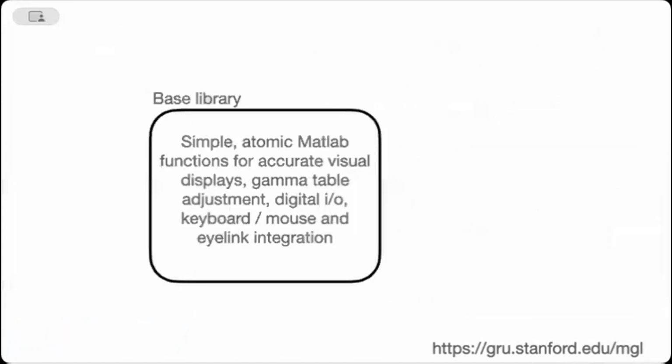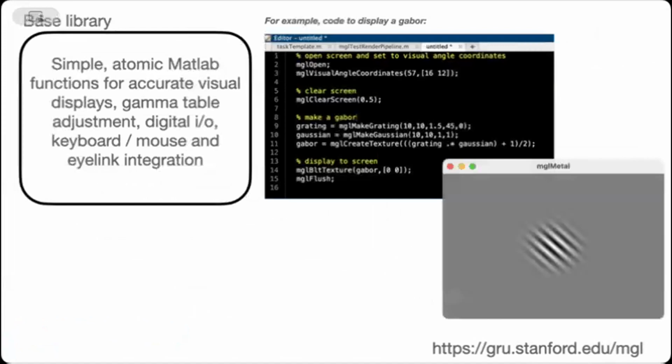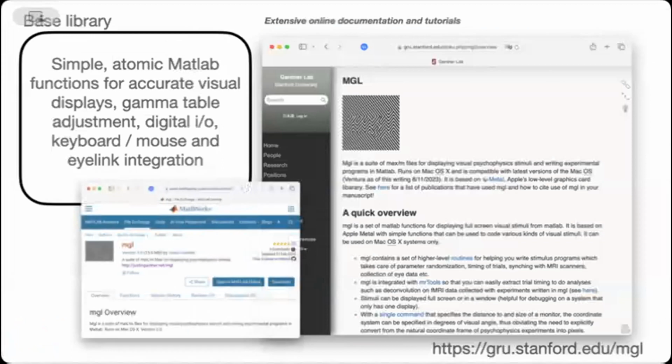And the library works in some sense very similar to Psych Toolbox. There's a base library here, which has very simple commands that abstract the original version of OpenGL functions, and you could display something in a few lines of code. It has an extensive amount of documentation, which we created over the years, which you can find in the following wiki, which has examples and different things that you might want to be able to do, and you can download it from that website as well.